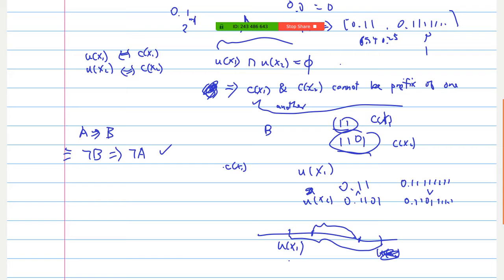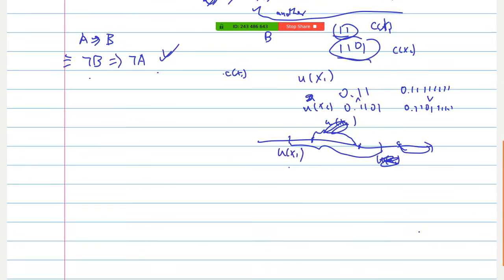So then of course, not B is not A, so therefore A is B. UX2 should be outside of UX1, so maybe in here, that's not prefix free. Oh, wait, this is UX2. To make it prefix free, UX2 should be outside. So if you want prefix free, you don't want to have any overlap. If you don't have any overlap, then you can make sure it's prefix free. So what we're going to do is make sure that each interval corresponding to each cohort has no intersection with one another. So that's the goal. So how can we do that?